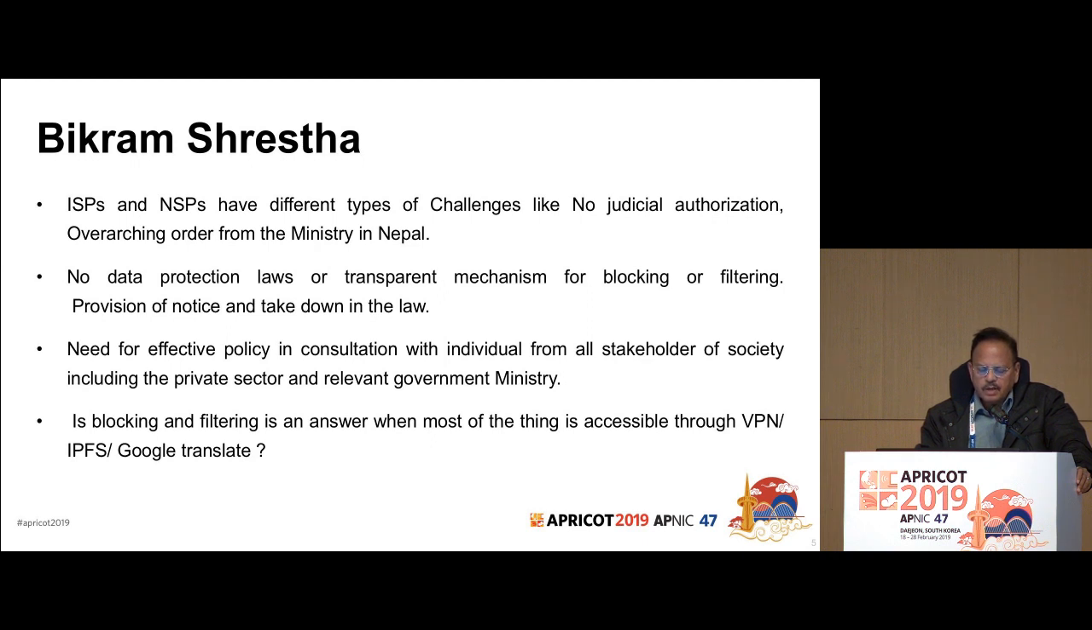Further, he elaborated on whether blocking and filtering is an answer or not, when most of the content is accessible through VPN, the interplanetary file system, and Google Translate. So this is a challenge again, to what extent we can block any content or filter, if possible.